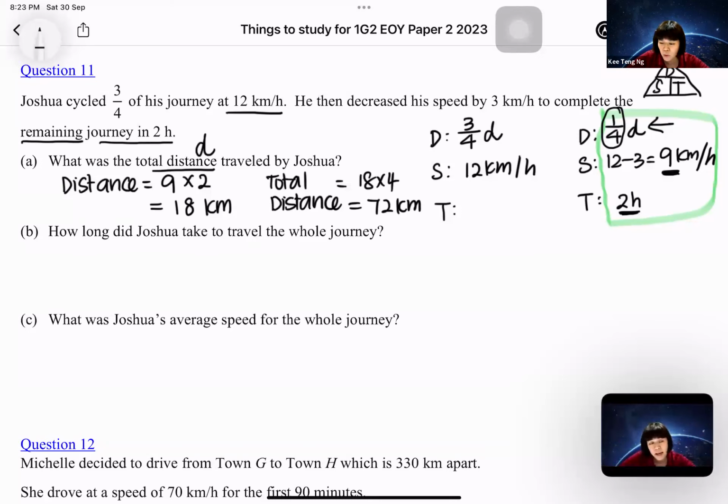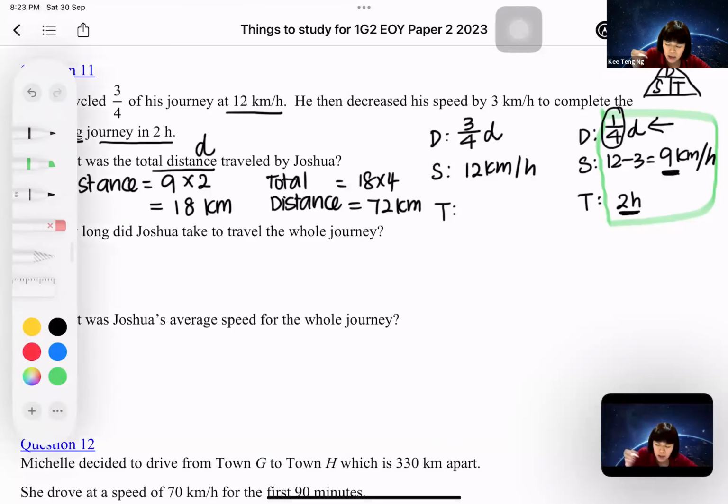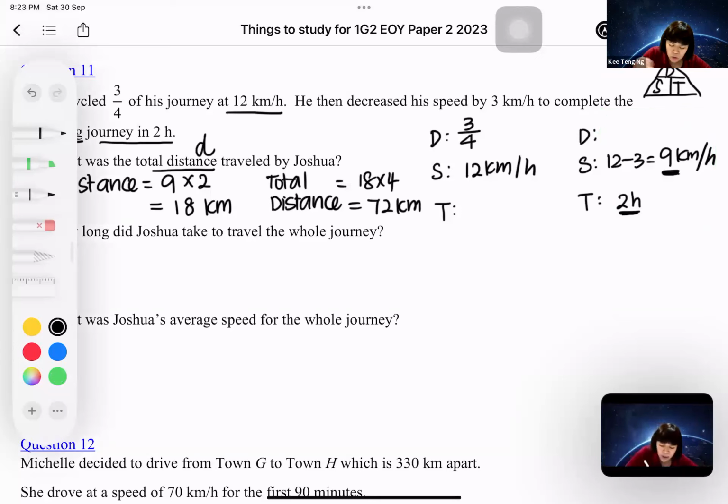Okay, next one. So I know distance is 72 kilometers already. I can happily replace this distance by the number, right? So this one is 3/4 of 72. Here is 18 kilometers. 3/4 times 72. What number do I get? I get the number 54 kilometers. Right? I always go back and update my information.